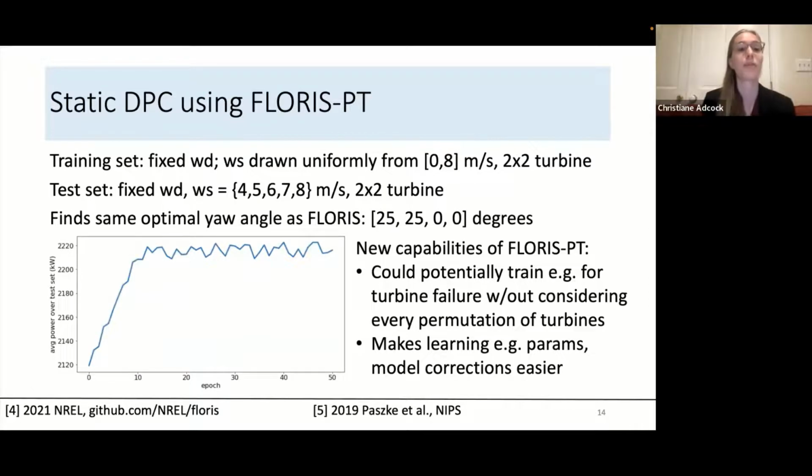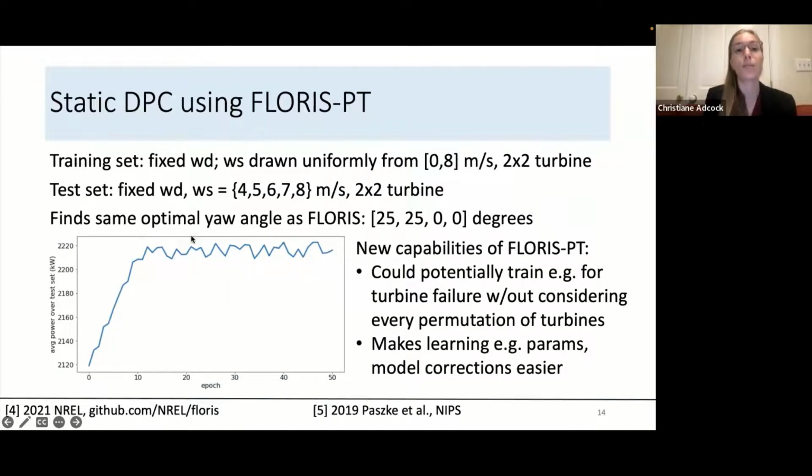Here I'm showing some results for actually applying static DPC to this PyTorch implementation of FLORIS. So the training set here is I have a fixed wind direction, and then I take a wind speed drawn uniformly from 0 to 8 meters per second. And I'm again applying that 2x2 turbine test case you previously saw, where the wind is coming from the left-hand side still. I then test on a fixed wind direction, that same wind direction, and then this set of wind speeds, 4, 5, 6, 7, 8 meters per second, the same 2x2 turbine test case.